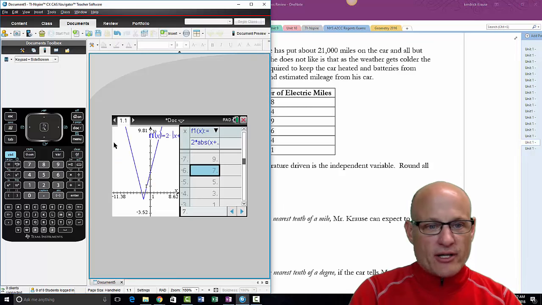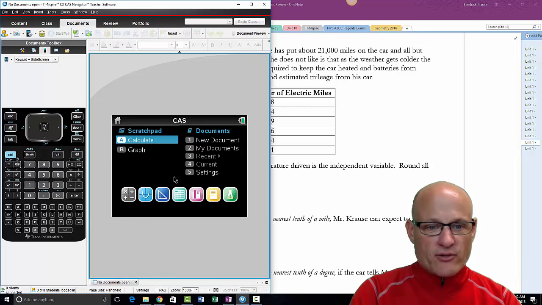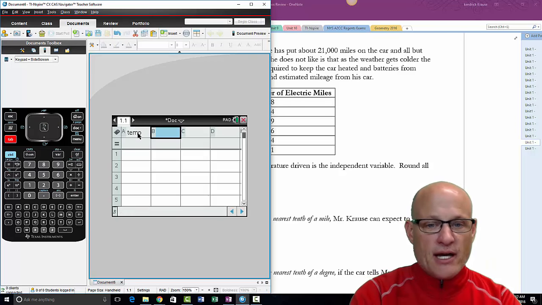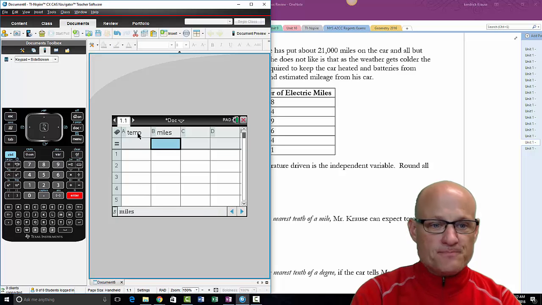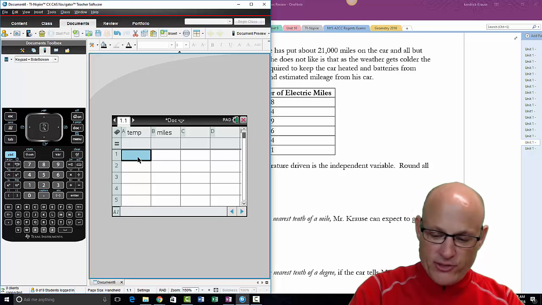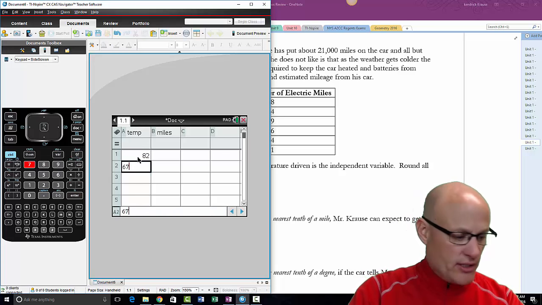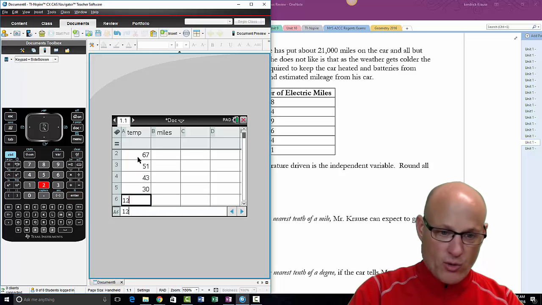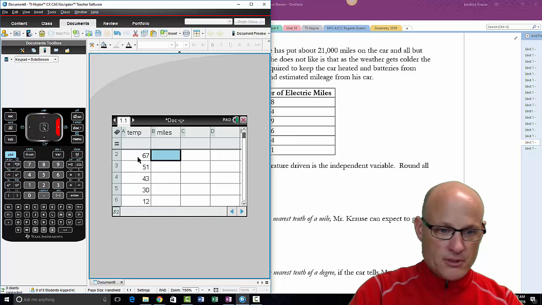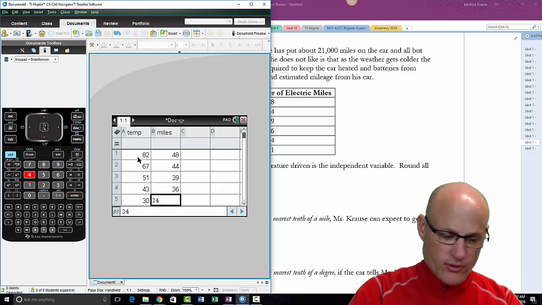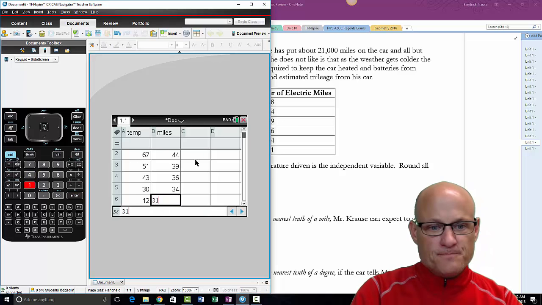Okay, so I'm going to go over to my calculator. We're going to hit the spreadsheet. This is my independent variable, temperature, and miles goes here. The temperatures are 82, 67, 51, 43, 30, and 12. The miles are 48, 44, 39, 36, 34, and 31.